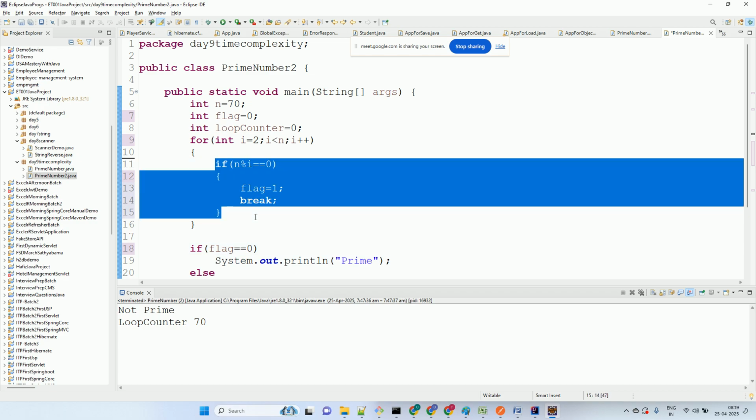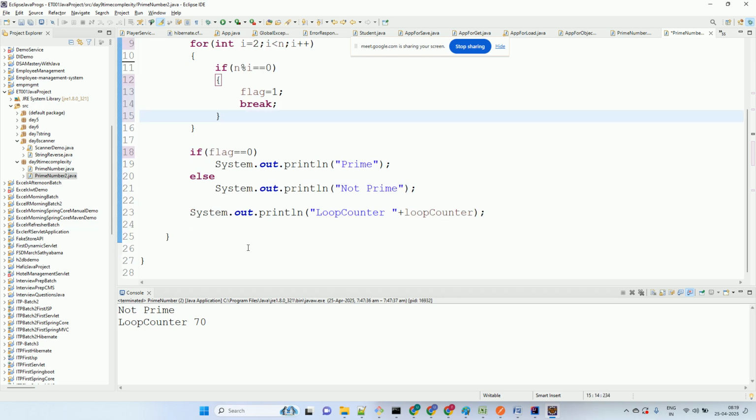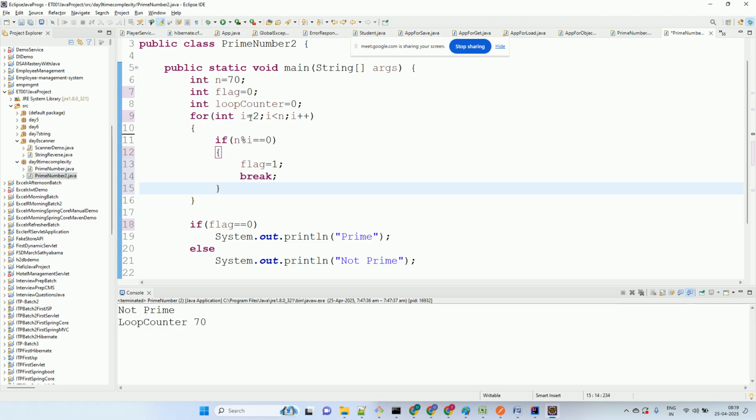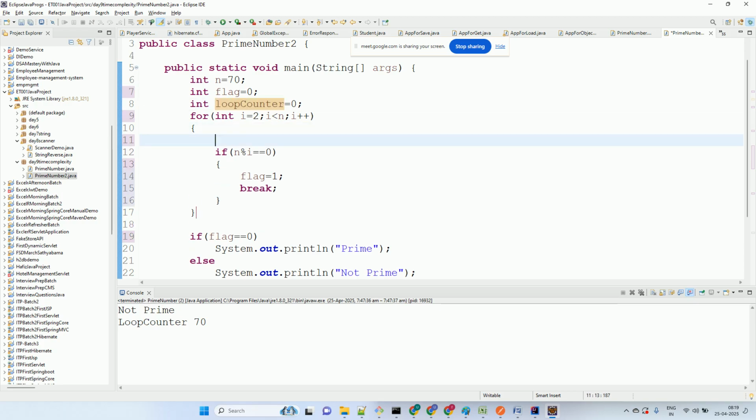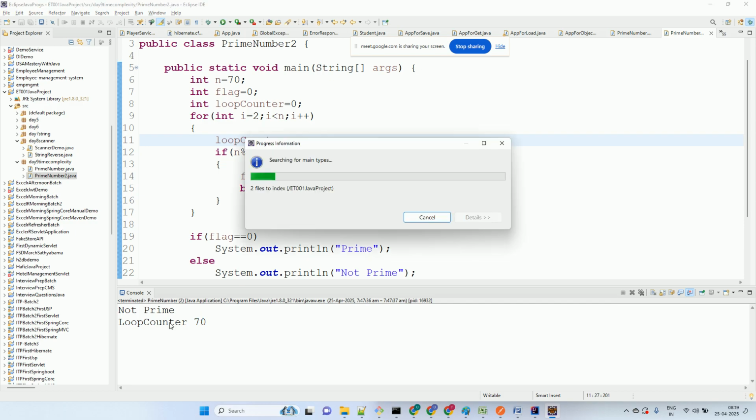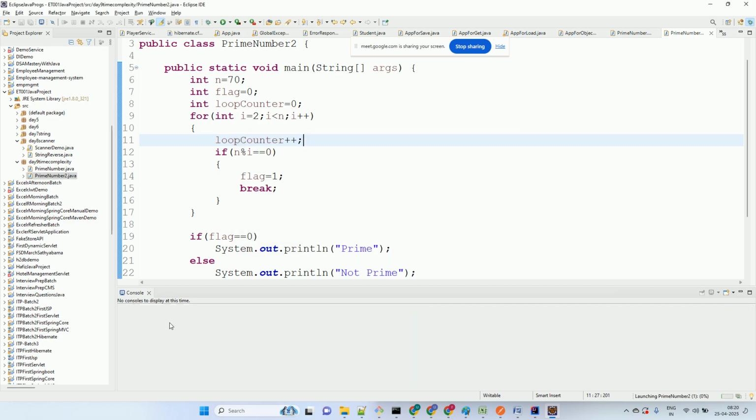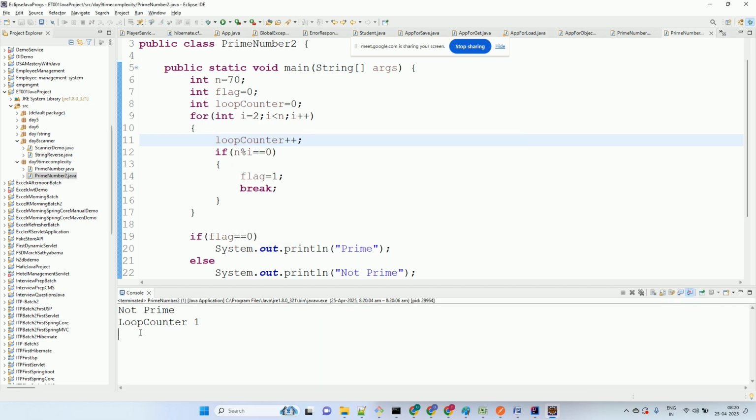The flag is 0 means it is prime. And I will check the number of times the loop is iterating. So I'll put the loop counter plus one at the start only. Okay, now let's check the same data 70 and see how much time it takes to tell whether 70 is prime or not. Okay, see, it's checking only this many iterations.